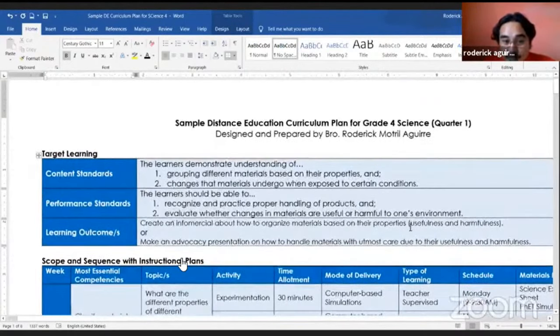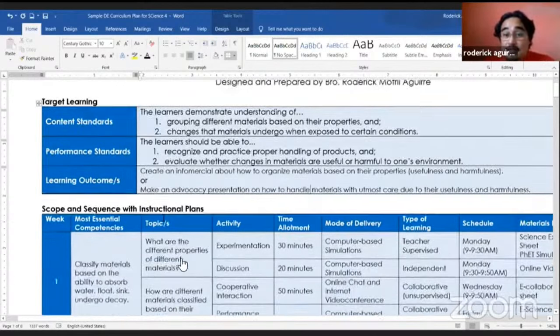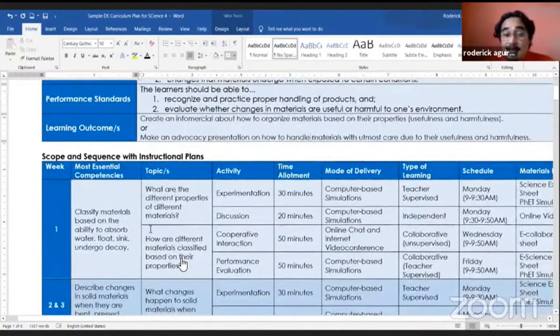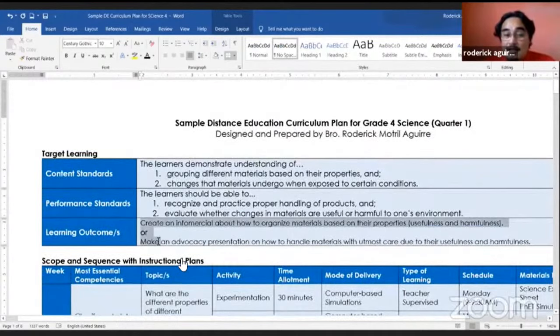There you go. I will just highlight for you guys out there. Or make an advocacy presentation on how to handle materials with utmost care due to their usefulness and harmfulness. Bakit po ako merong dalawa? Dahil posible po ang mga bata ay walang access to technology. So dito naman pwede sila magkaroon ng either advocacy presentation, either print or oral. Nonetheless, same pa rin po ang kalalabasan ng outputs, same po ang level ng kanilang learning outcomes.